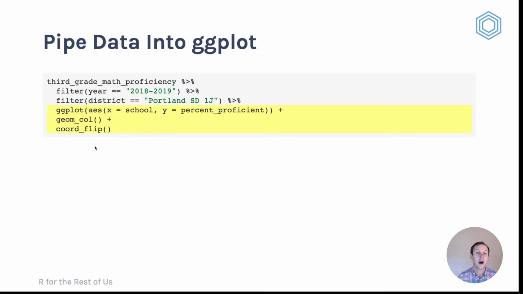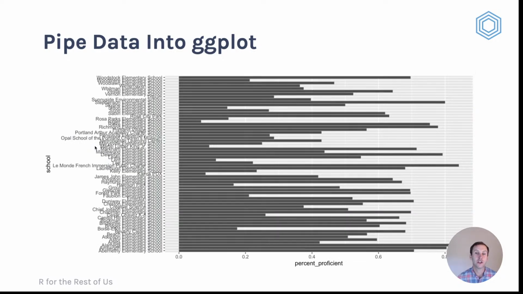Okay. Then I could make a bar chart that just shows the level of math proficiency for all schools in Portland in 2018-2019. You can see that's what I end up with.